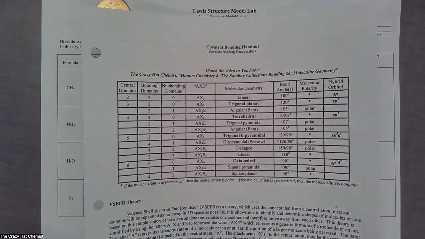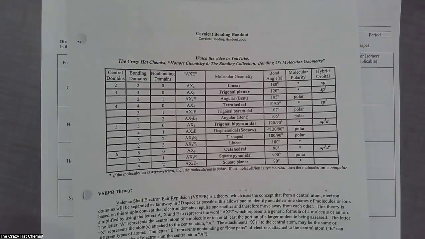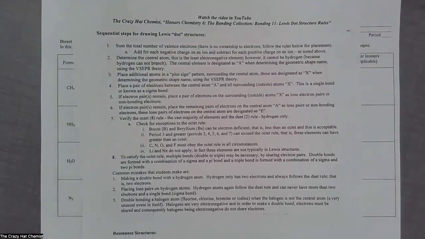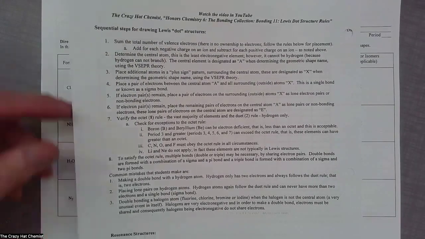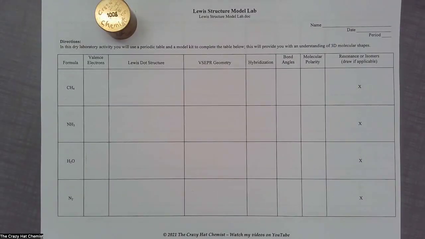If you're looking for that, maybe you can shoot me an email and maybe I'll email you a copy of this. That would be a good idea. And on the backside is the Lewis structure rules. And also we got resonance and geometric isomers.